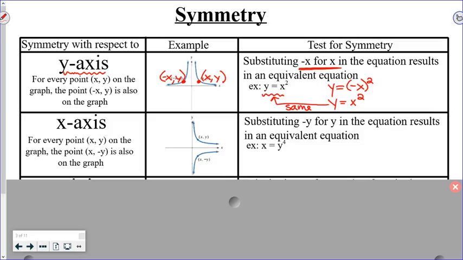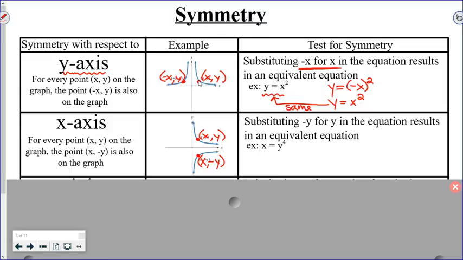X-axis symmetry is very similar, but flip all the letters, okay? In order for something to have x-axis symmetry, every point on your graph that you could call some x comma y, you would also have a second point on that graph that would have the same x value, but the opposite y. So down here, you would see this is the point x comma negative y. It's flipping it over your x-axis. So if we folded it over our x-axis, it would match up exactly with itself.